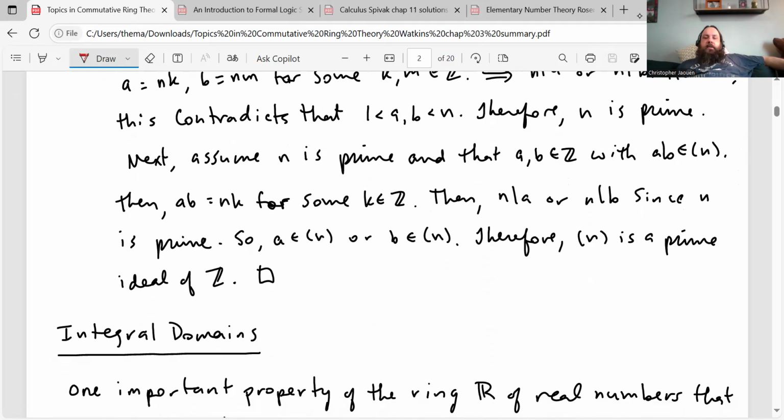Then we go the other direction. Assume n is prime and that a, b are integers with ab in the ideal generated by n. Then ab = nk for some k in Z. Then n divides a or n divides b since n is prime. So a is an element of the ideal generated by n, or b is an element of the ideal generated by n. Therefore, the ideal generated by n is a prime ideal of Z. And that's the proof.